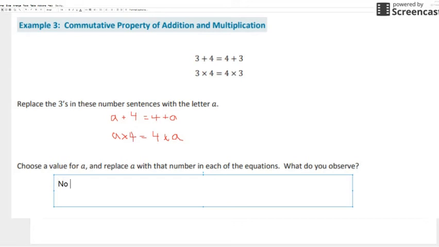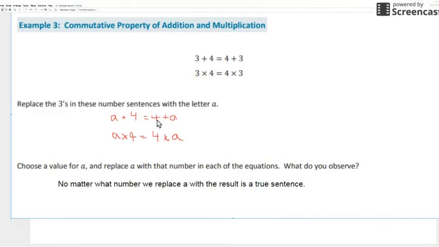So let's go and write that down. No matter what number we replace A with, the result, because that's what they asked us to do, is a true sentence. So it's still a true sentence no matter what number we plug in for A, whether it's the top one or the bottom one. All right, so let's continue on to the next part.